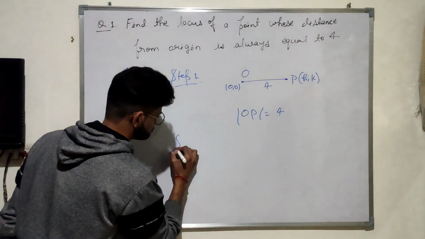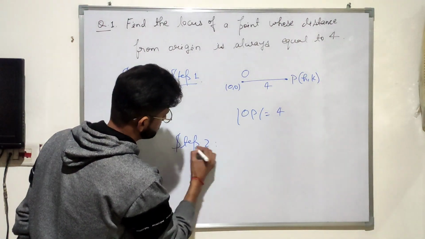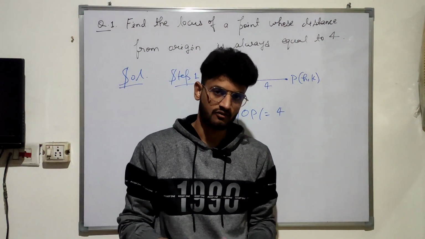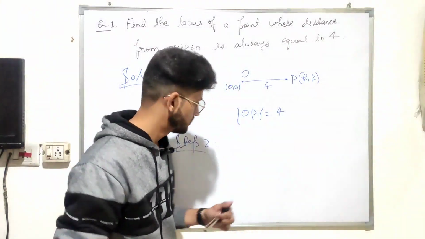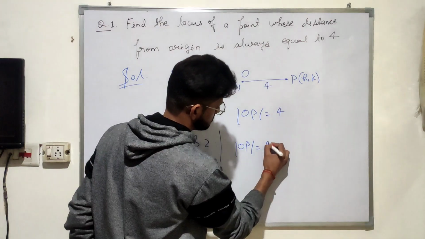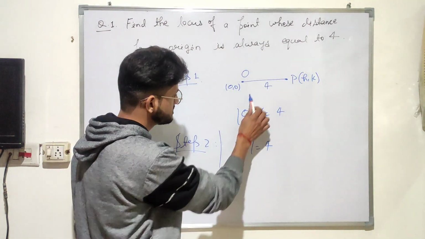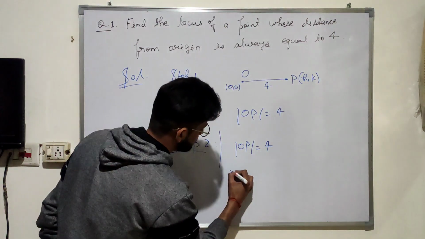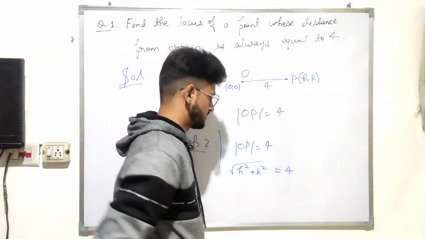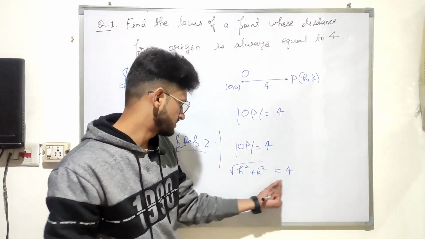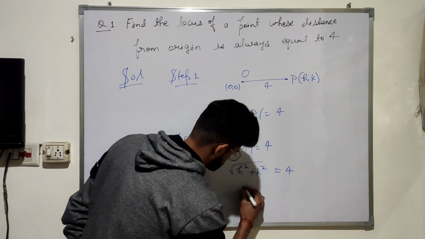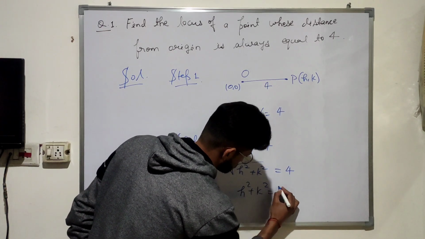Now in step number 2, we have discussed we will apply the logic or the conditions we have been given, and solve it. Here we have been given that OP is equal to 4. Using the distance formula, we will write OP as the square root of h minus 0 whole square plus k minus 0 whole square, that is equal to 4. Squaring both sides, we get h square plus k square is equal to 16.